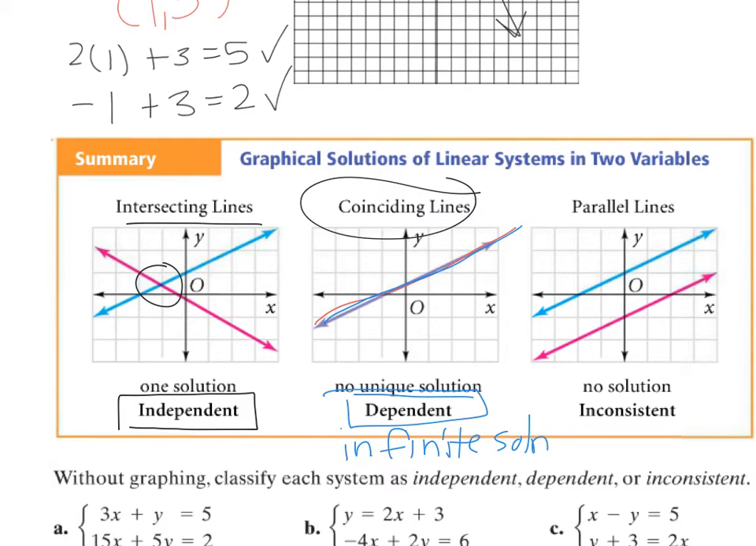So it's the exact same line. The lines are intersecting an infinite amount of times. Dependent, infinite solution, coinciding line, same line. The last case is you could have 2 parallel lines. There's no solution, and it's inconsistent because it doesn't have a solution. These lines never intersect.